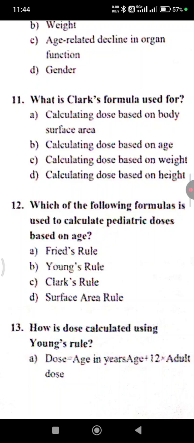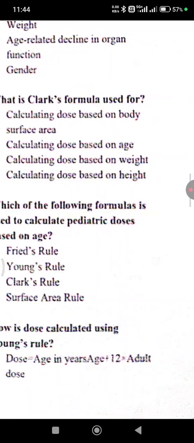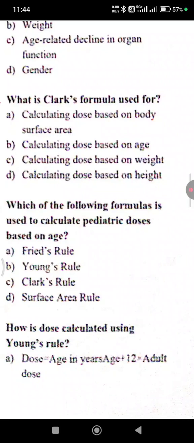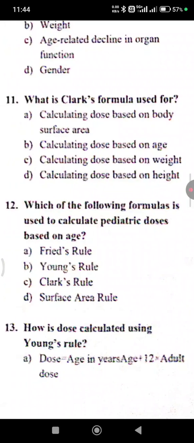Let's discuss question number 13. How is dose calculated using Young's rule? Dose is equal to age in years divided by age plus 12, multiplied by the adult dose. The right answer for the calculation of Young's rule is option number A.